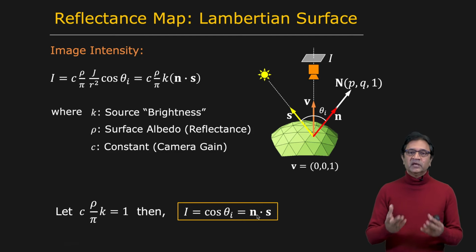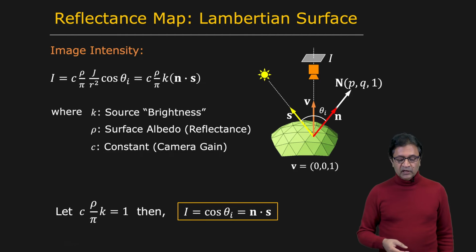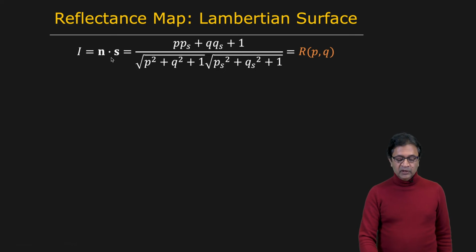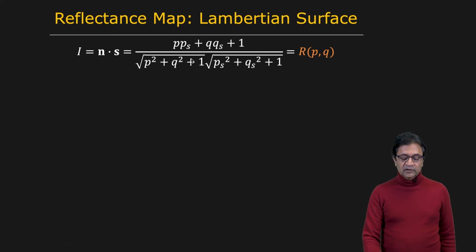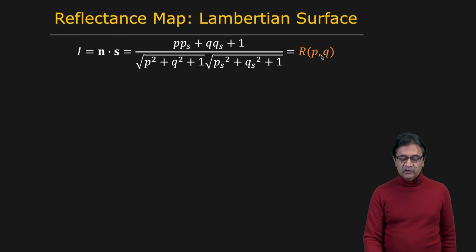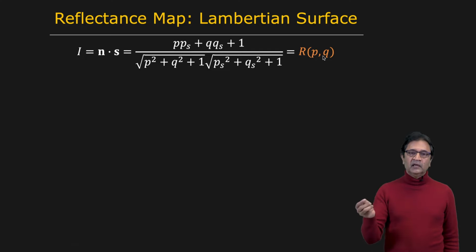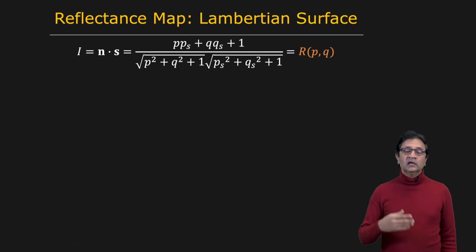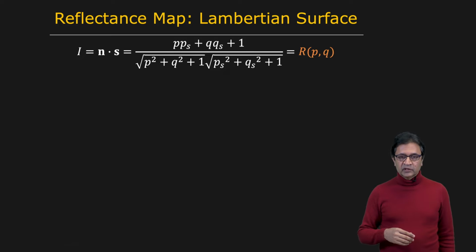So now we can express this in gradient space. So how do we do that? We know that n is (p, q, 1), right? And s is (ps, qs, 1). So you have the dot product of those two vectors, which is p ps plus q qs plus 1, divided by the magnitudes of the source vector and the normal vector right here. And this, by the way, is the reflectance map. This is our R(p,q). That is, if you give me any (p,q), I can plug it into this equation and tell you what brightness it would produce in the image.